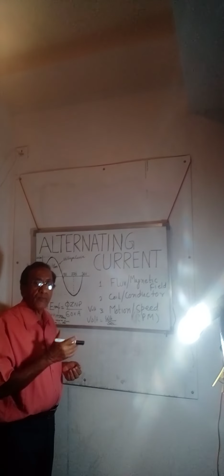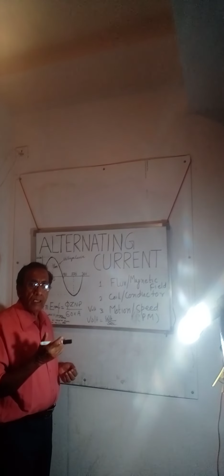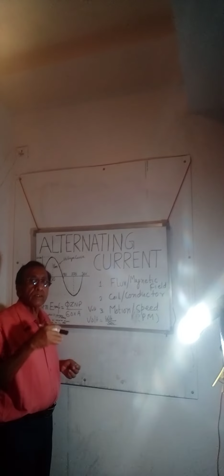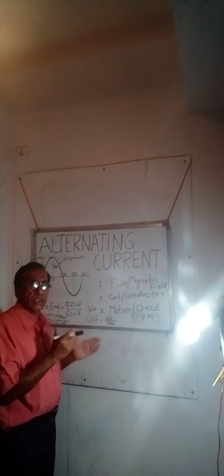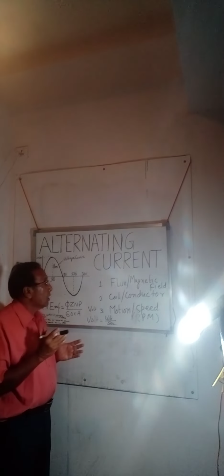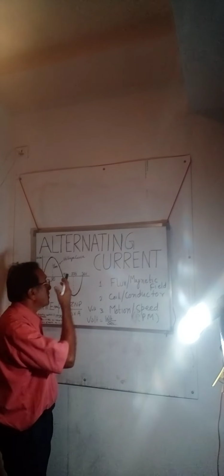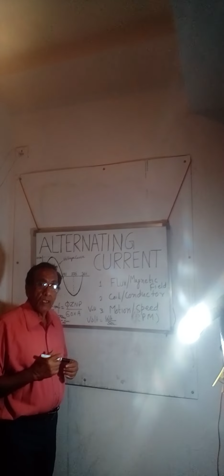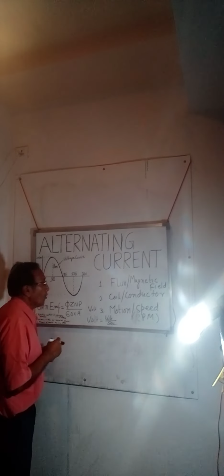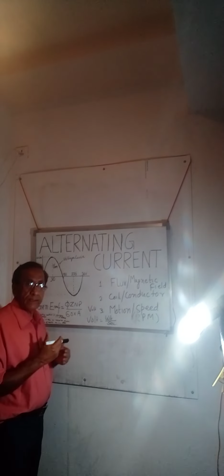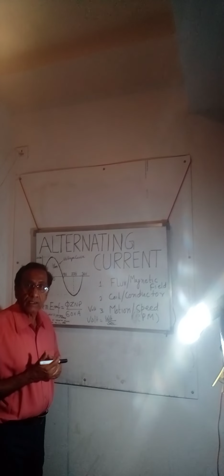Due to the changing of its magnitude and direction periodically at a fixed interval, we call it alternating current. Now what is the reason of alternating, what is the reason of changing the magnitude and direction?